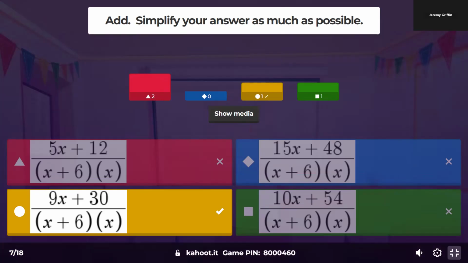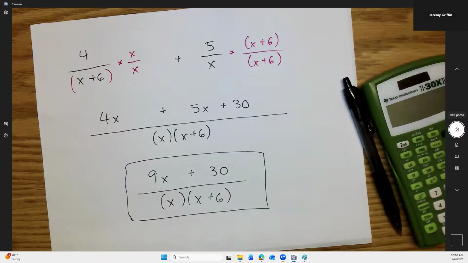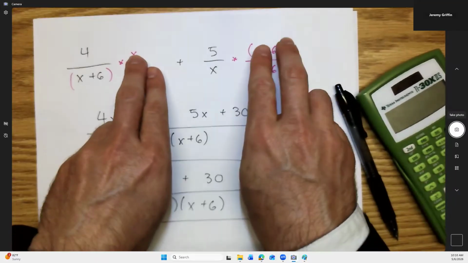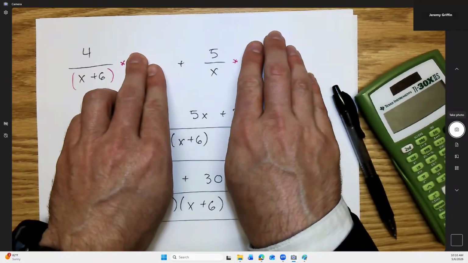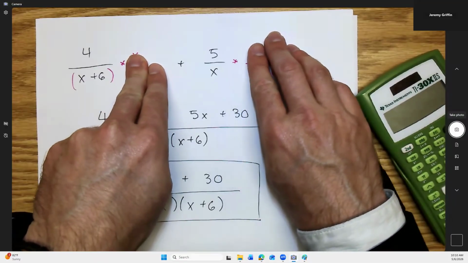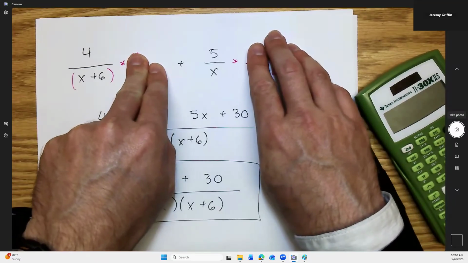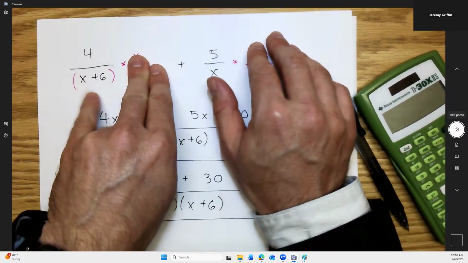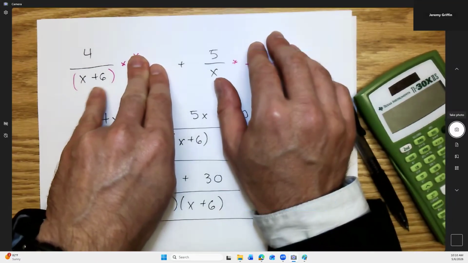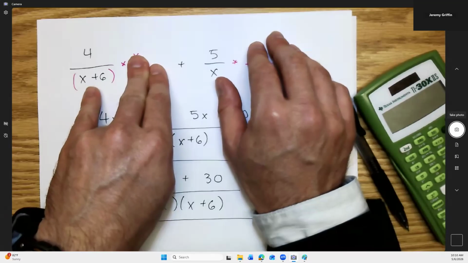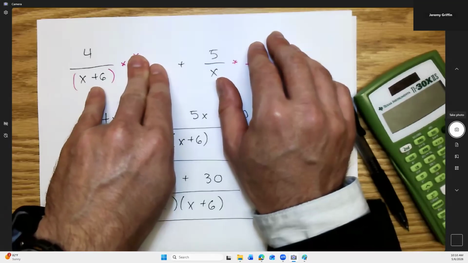All right, let's check this out. If I ignore the pinking here, that's what I originally gave you guys, right? To add fractions together like that, you have to have a common what? Denominator. And what will the common denominator be? It'll be x plus 6 times x.